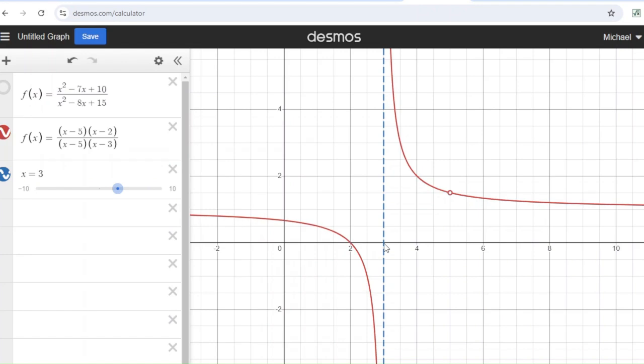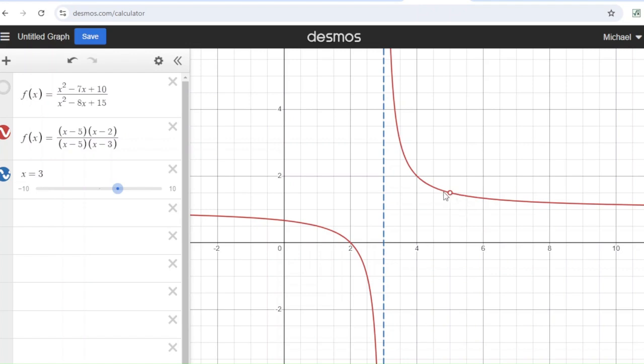Now, because I'm a math professor and I have Desmos calculator superpowers, I was able to figure out how to put in the hole. But just know that if you graph the function normally, by default, that hole's not going to show up. So that's what the graph looks like. We have this vertical asymptote at 3, right? 3 is not in the domain. And at 5, we have a hole in the graph.